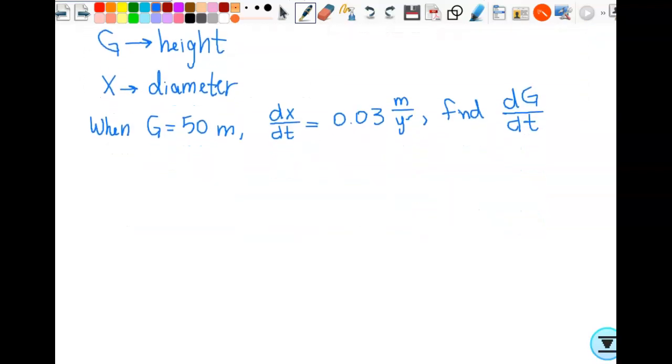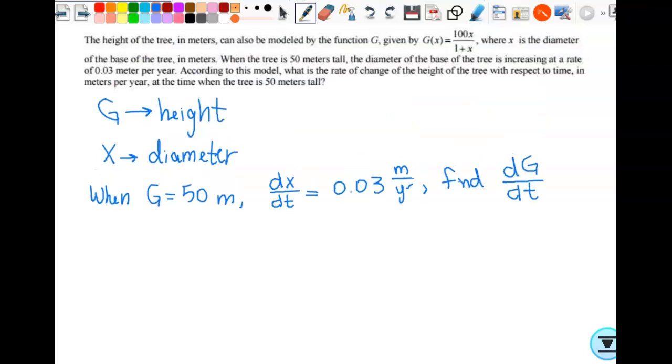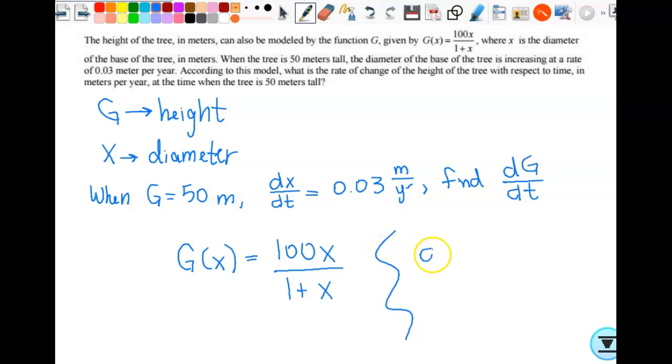All right, I'm going to do this one way, and then Ms. Fennett will do it again tomorrow. So what do we have? They give us a formula. They give us g as a function of x, where x is the diameter. So this is our goal: we need to find dg/dt. So I'm going to find the derivative with respect to time of g of x.